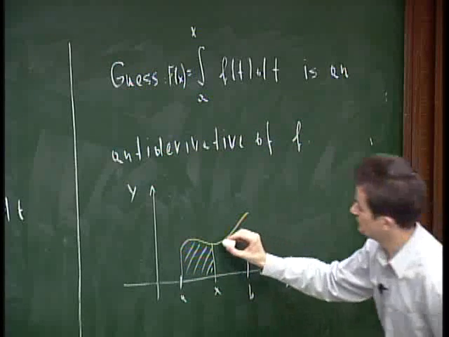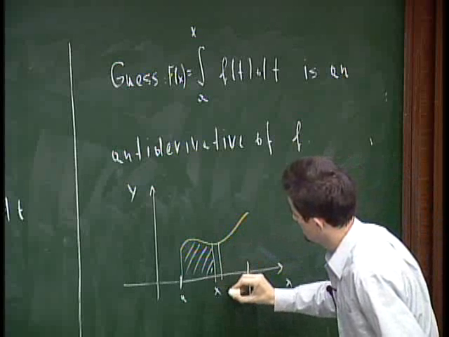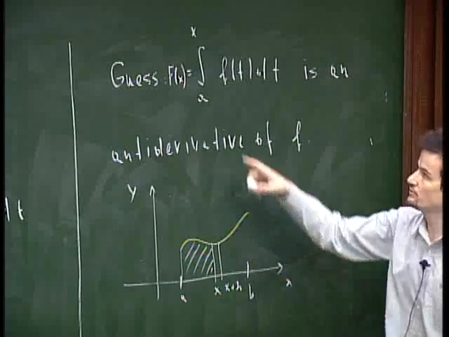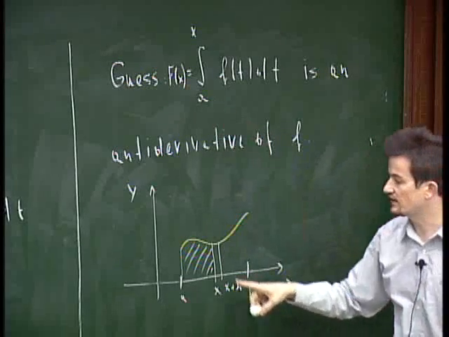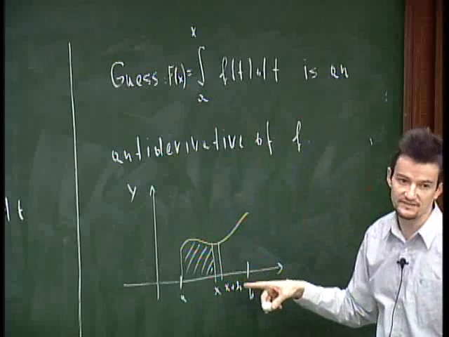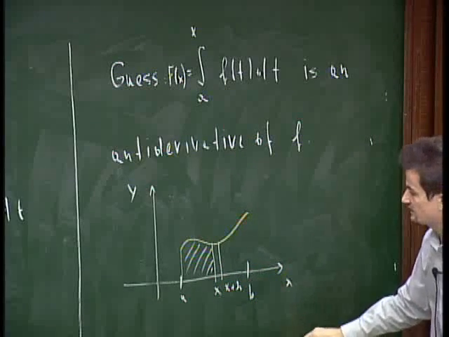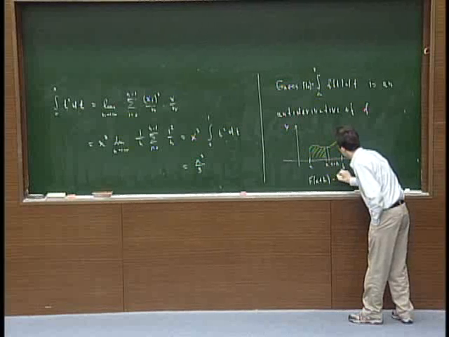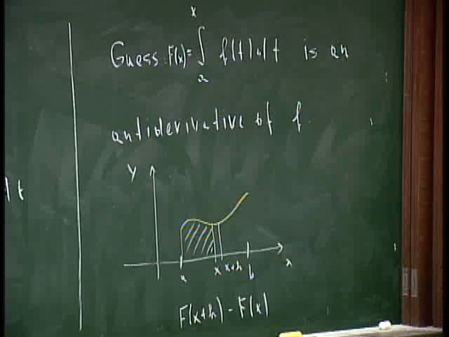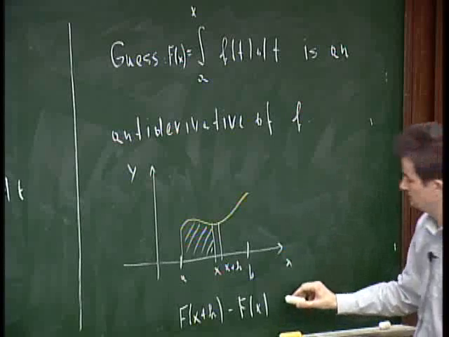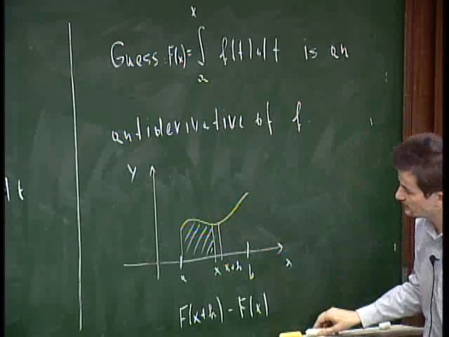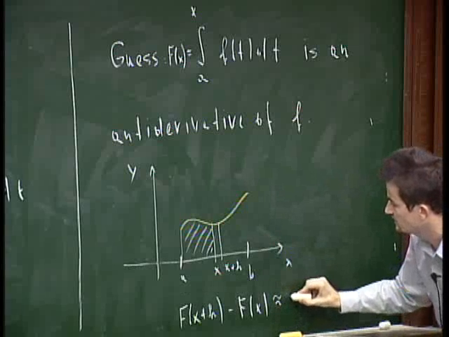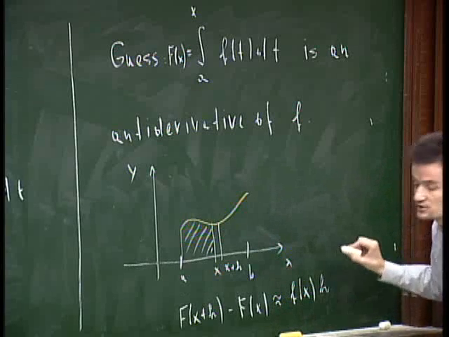Now, if we go on to x plus h, and we compute F of x plus h, the meaning of this is the area now not until x, but until x plus h. So you see from this here that if you compute F of x plus h minus F of x, this should be roughly, if you look at this picture here, roughly equal to this area here. And this area you can roughly approximate by f of x times h.